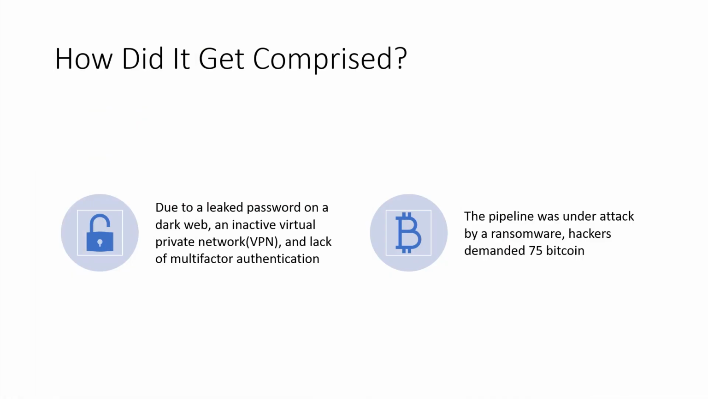So how did they get compromised? It got compromised due to a leaked password on the dark web, which involved a legacy or outdated VPN and a lack of multi-factor authentication. The hackers demanded a ransom of 75 Bitcoin, which is worth about $4.4 million.